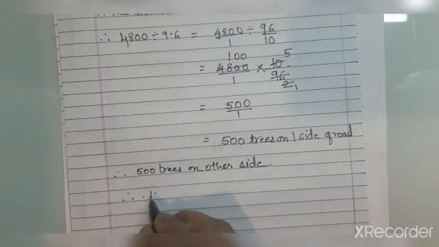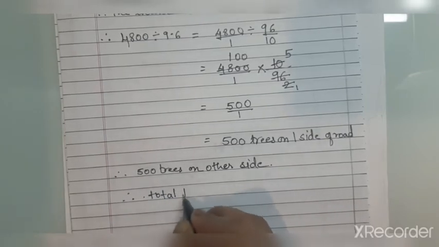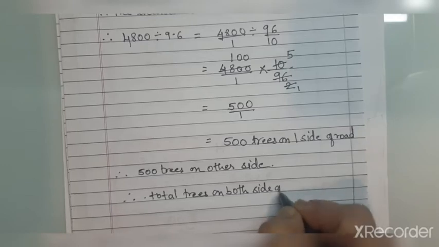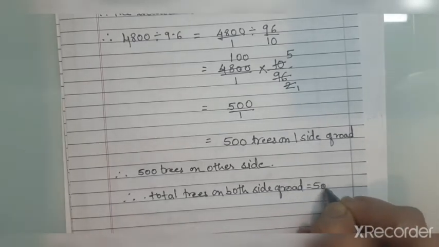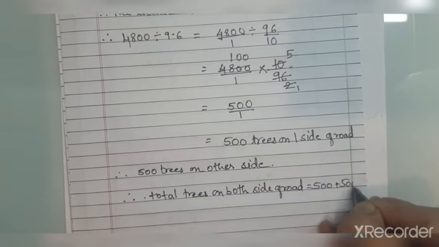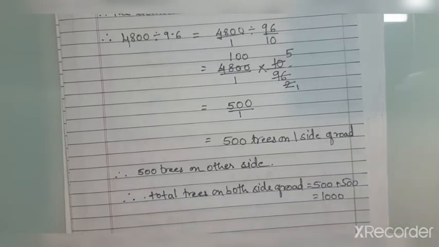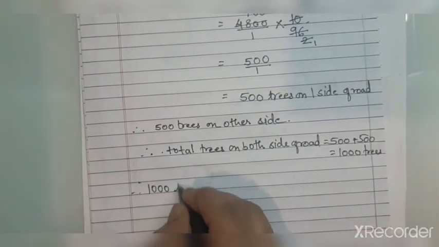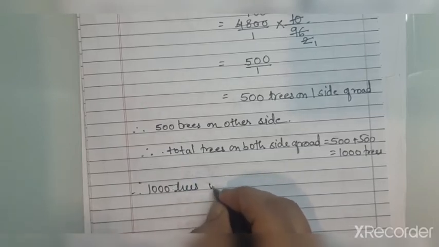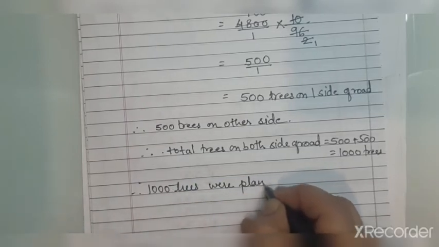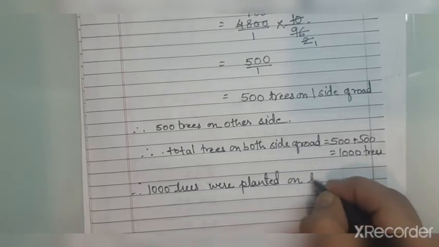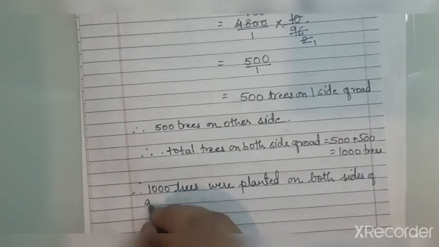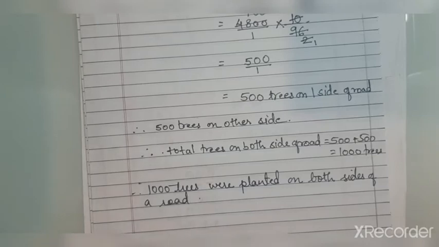So total trees on both sides of the road is equal to 500 plus 500, which is equal to 1000 trees. Okay, and write the final answer. Therefore 1000 trees were planted on both sides of a row. Okay, this is the answer.